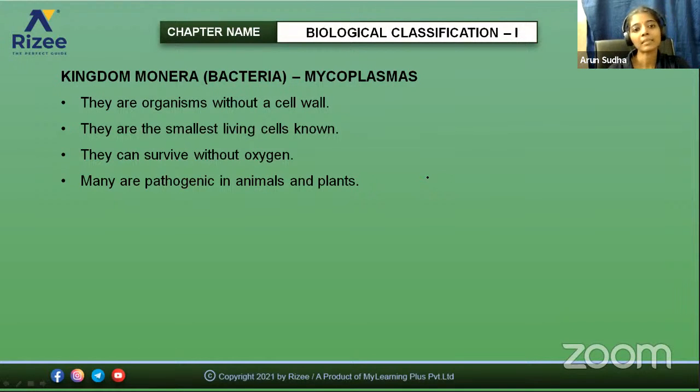Then the next type of bacteria that comes under the Kingdom Monera are mycoplasmas. These mycoplasmas are organisms without a cell wall. All the bacteria have a cell wall which is made up of peptidoglycan, and here there is no cell wall. They are the smallest living cells known. They can survive without oxygen, in anaerobic conditions, and many are pathogenic in animals and plants. So they are pathogenic.